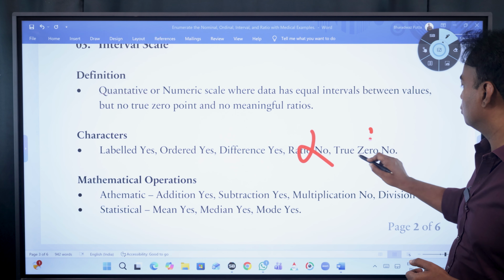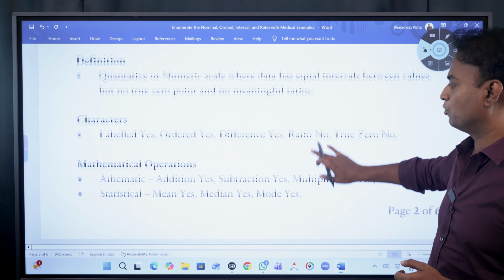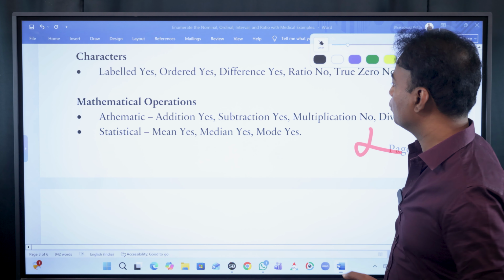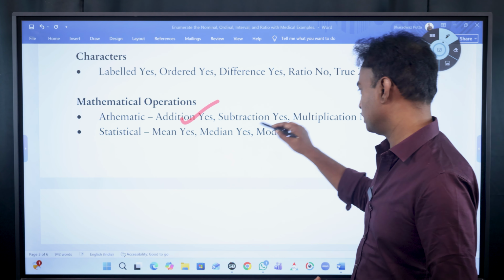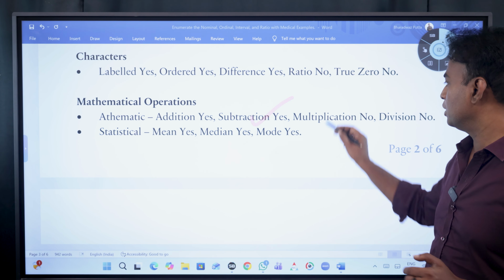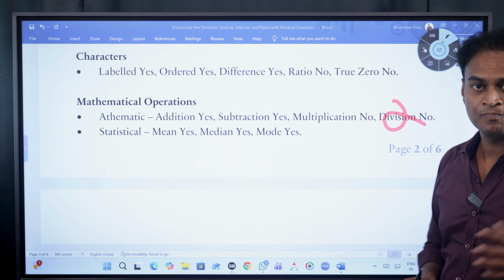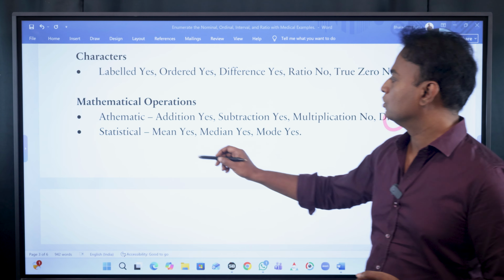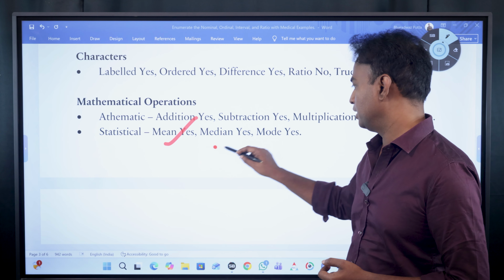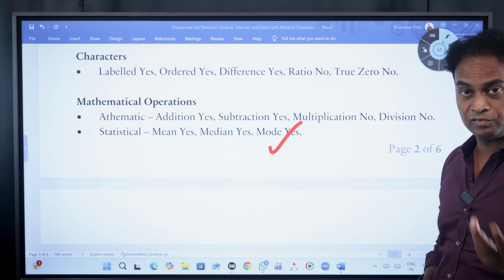Okay, and there is no true 0. What kind of mathematical operations can you perform on it? Can you add 2 values? Yes. Can you subtract 2 values? Yes. Can you multiply 2 values? You cannot. Can you divide? No, you cannot divide as well. Coming to the statistical operations, you can find mean, you can find median, and you can find mode as well for interval scale.